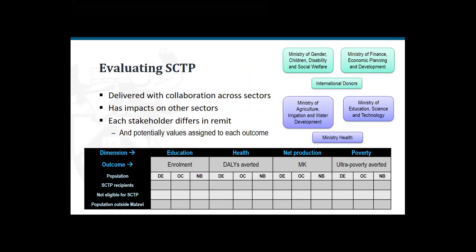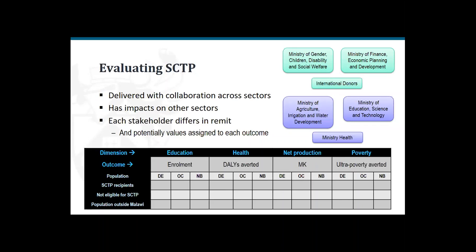So in terms of an intersectoral policy, it's delivered with collaboration across sectors, so the Ministry of Gender, Ministry of Finance, and with support from international donors. It has impacts on other sectors. So in terms of school enrolments, this would be relevant for the Ministry of Education. In terms of agricultural productivity, this would be relevant to the remit of the Ministry of Agriculture. And of course, in terms of health outcomes, to the Ministry of Health.